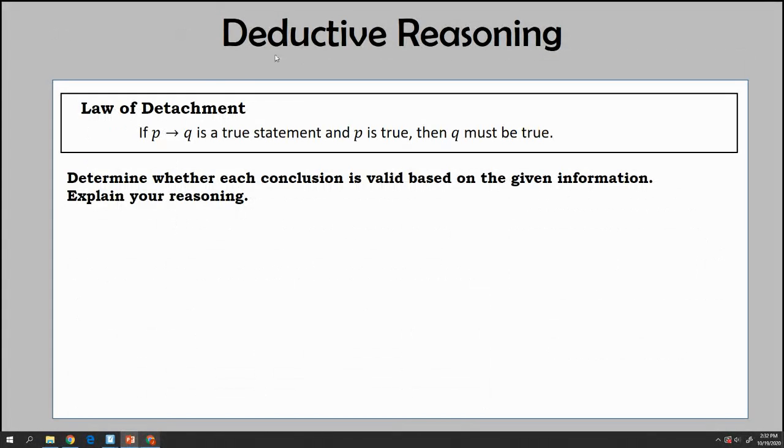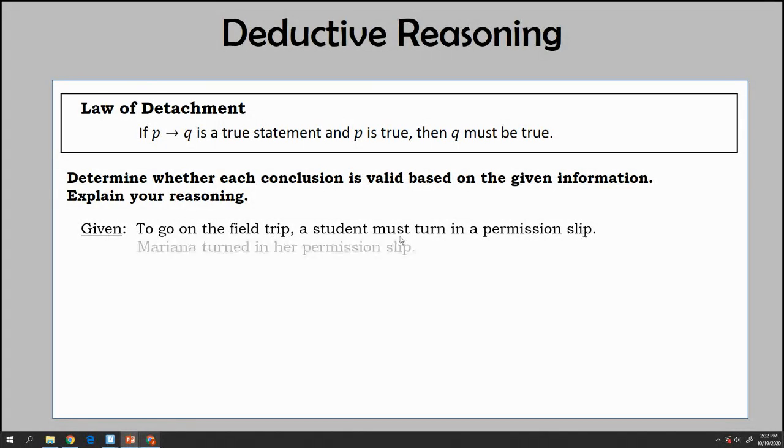All right. Now let's get to the law of detachment. The law of detachment deals with a conditional statement and then just a true statement. What it says is, if we know that P implies Q is a true statement and we know P is a true statement, then Q must be true. So by the law of detachment, we can conclude that Q is true. Let's look at this example here. To go on a field trip, a student must have a permission slip. Mariana turned in her permission slip.